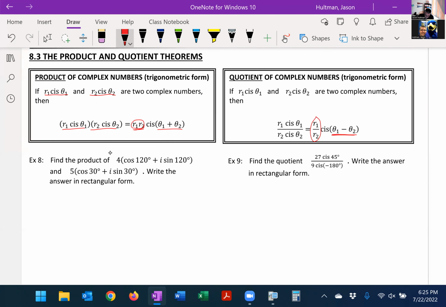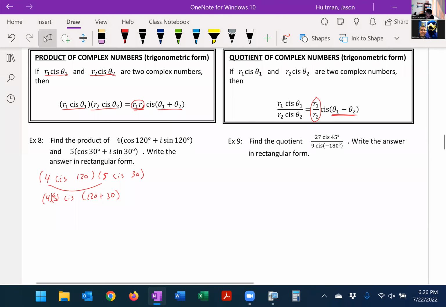Okay, example 8. Find the product of 4 cosine 120 plus i sine 120 and 5 cosine 30 plus i sine 30. So let's rewrite these. This is 4 cis 120 times 5 cis 30. So this is going to tell me that I'm going to multiply the r's together and add the thetas. So 4 times 5, cis 120 plus 30.